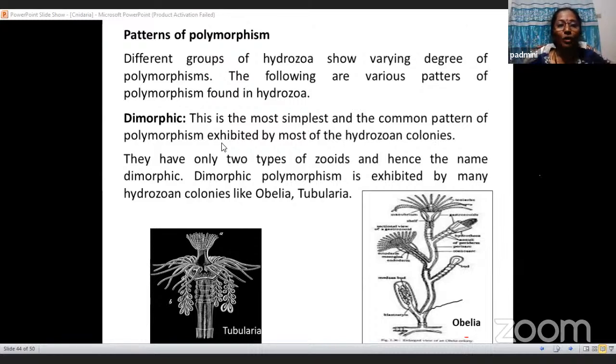When you talk about dimorphism, it is made up of two types of zooids over here. What are they? Two types of zooids. They are only the dactylozoids and the tentaculozoids. So they have only two types of zooids, hence the name dimorphic. Dimorphic polymorphism is exhibited by many hydrozoan colonies like Obelia or Tubularia as the example. So they have only two types of zooids.